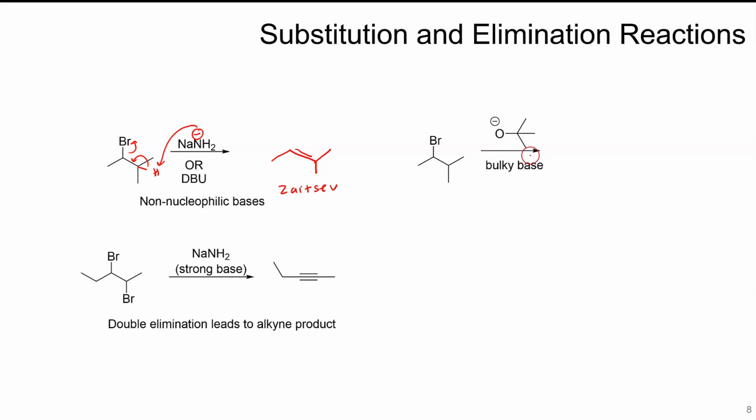If you use a bulky base such as t-butoxide, it will grab the most accessible proton and leave your double bond there. This is the Hofmann product. If you have sodium amide as a strong base, and an excess of that, this would lead to the double elimination.